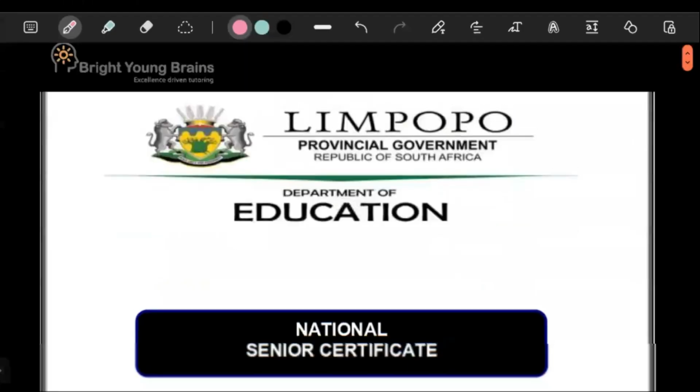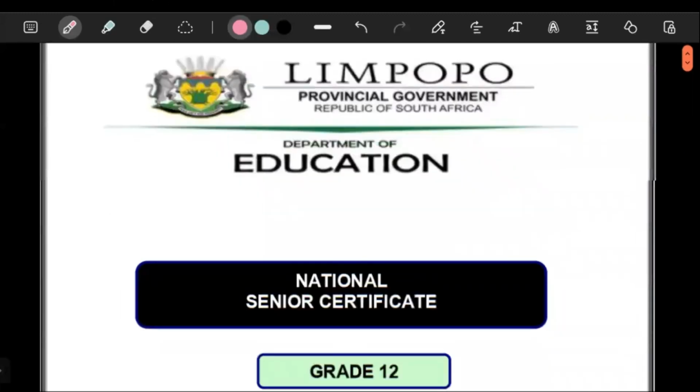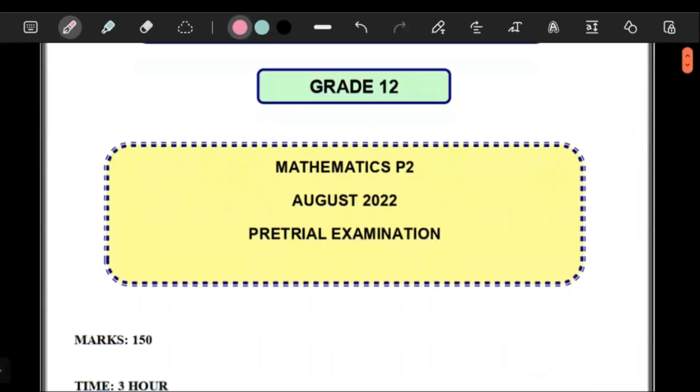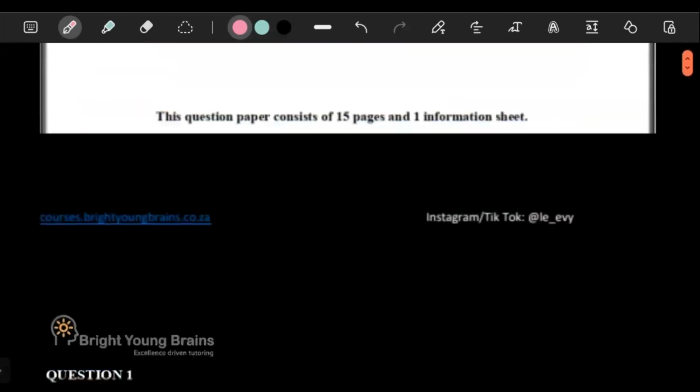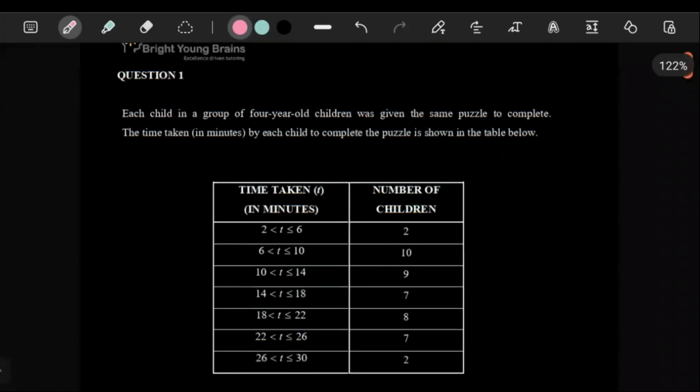In this video, we are going through the full Limpopo 2022 pre-trial examination maths paper 2 exam memo. Anyway, so this first question says each child in a group of 4-year-old children was given the same puzzle to complete, right? The time taken in minutes by each child to complete the puzzle is shown in the table below.